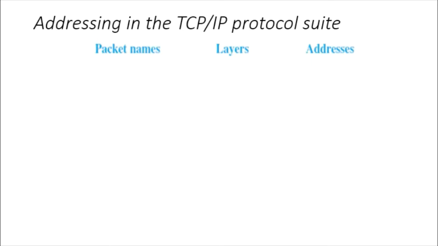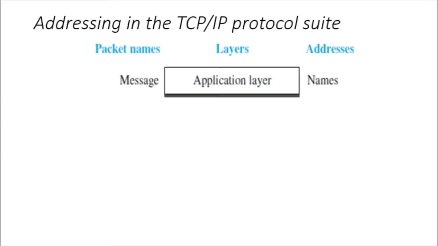Now we are going to see the different addressings used in the TCP/IP protocol suite, and also the different packet names that are used in the different layers of the TCP/IP protocol suite. The four levels of addresses that are used in TCP/IP protocol are physical address, logical address, port address, and application specific address. The data created at different layers of the TCP/IP model have different packet names. Let us look at the names of the packets created at different layers of the TCP/IP model.